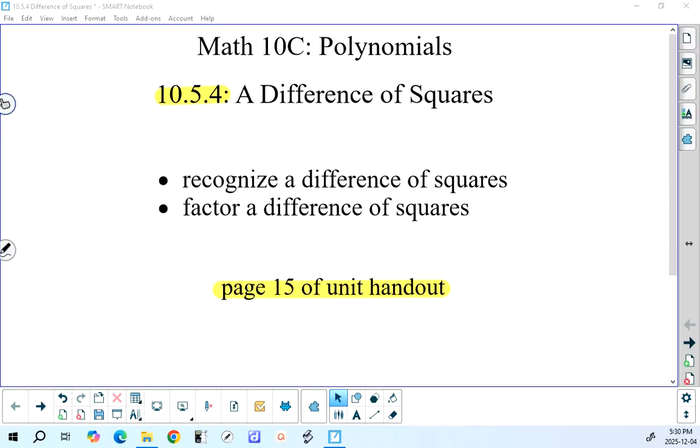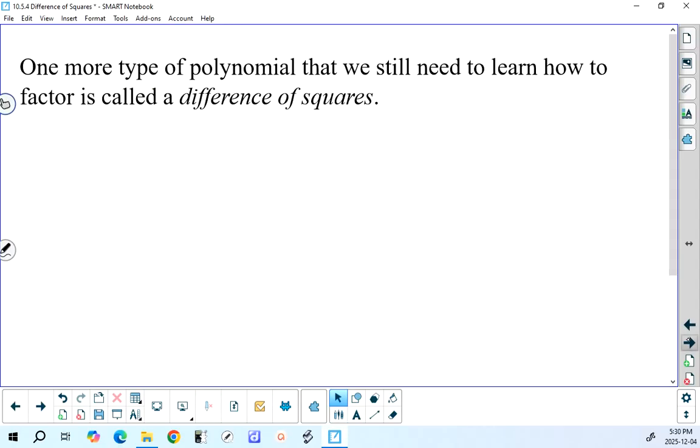So what are we doing today? We're looking at ultimately factoring what's called a difference of squares. And because we have different methods of factoring, you have to be able to recognize what a difference of squares is in order to successfully factor it. And we're going to start by reviewing all of those different methods of factoring.